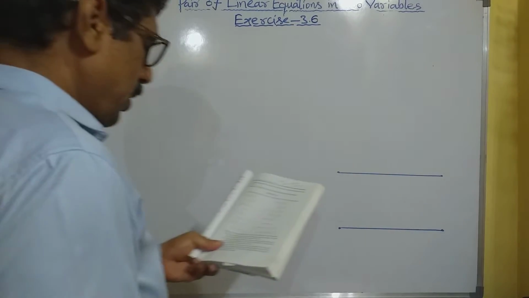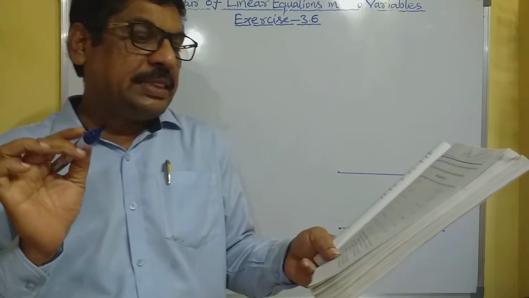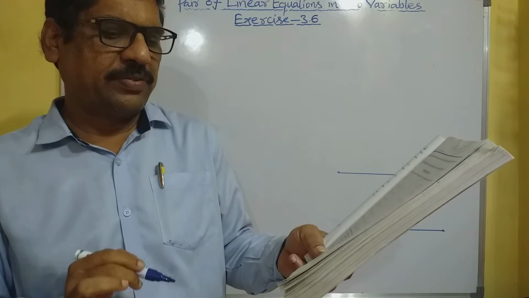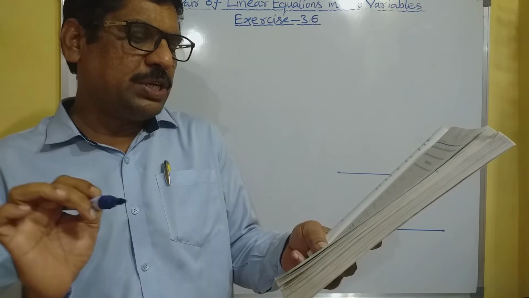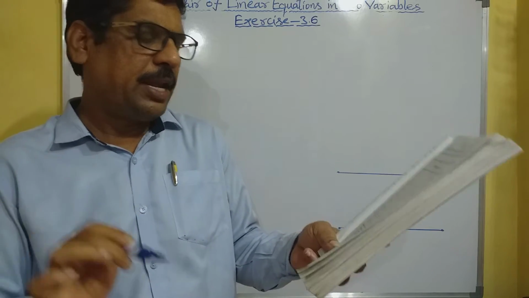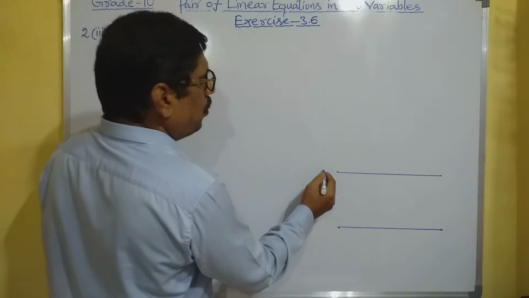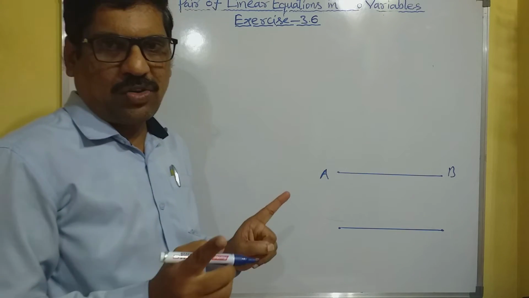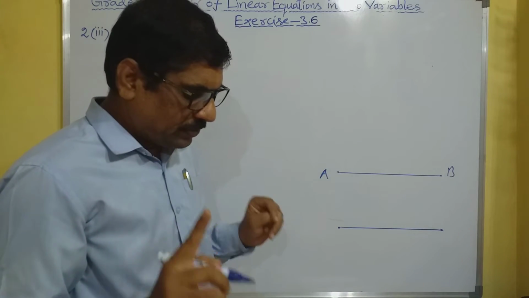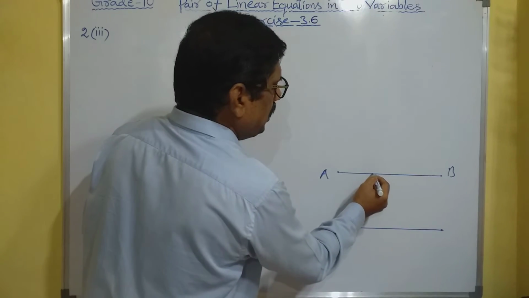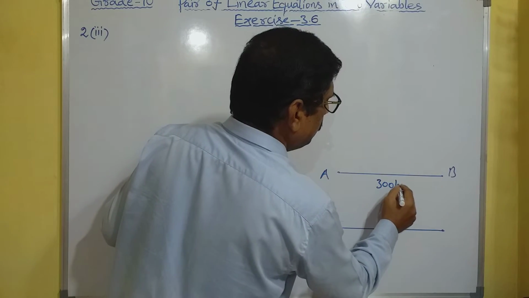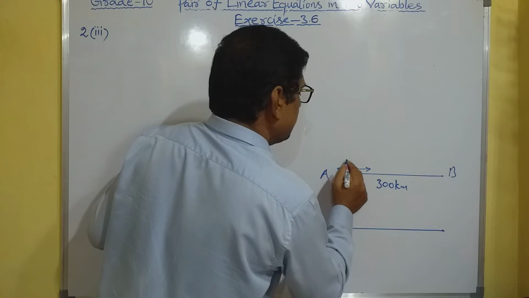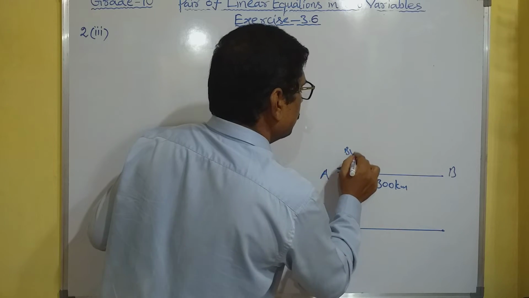Now look at the third problem. Ruhi travels 300 kilometers to her home, partly by train and partly by bus. She takes 4 hours if she travels 60 kilometers by train and the remaining by bus. See, here Ruhi travels from A to B in two means of transport. One is train and the other is bus.